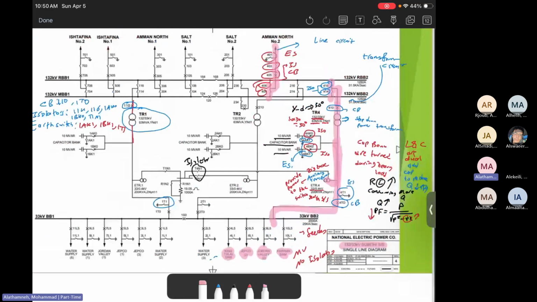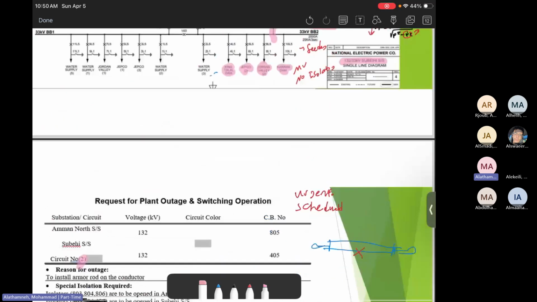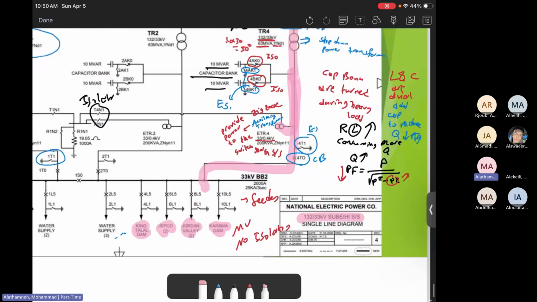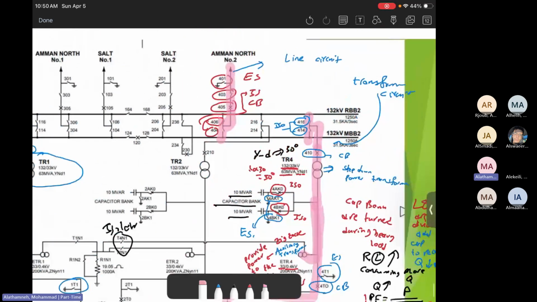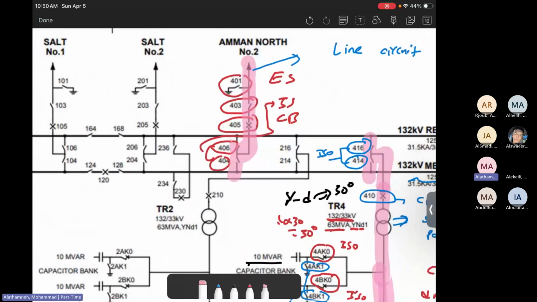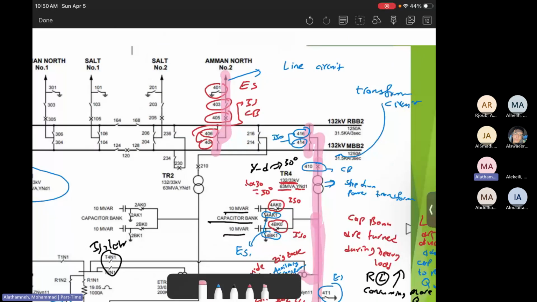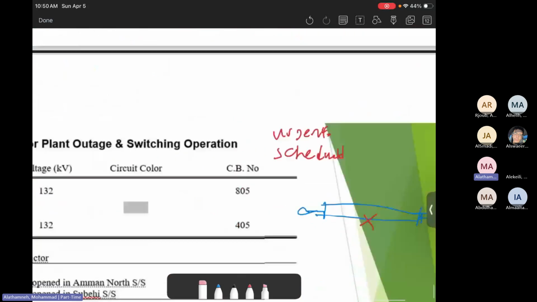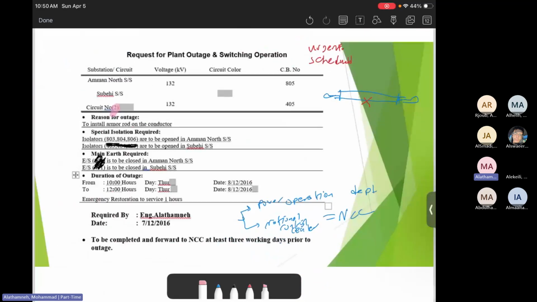Then the next one, Sbehi. Go to the Sbehi substation here. You will go toward Amman North. Look at the line circuits. Again, this is 403, 405, 406. Then you can write them here: 403, 405, 406.